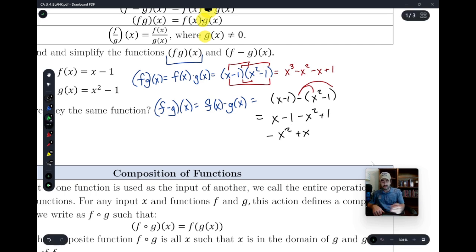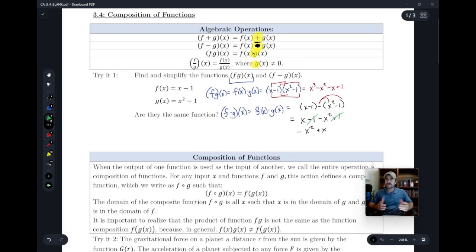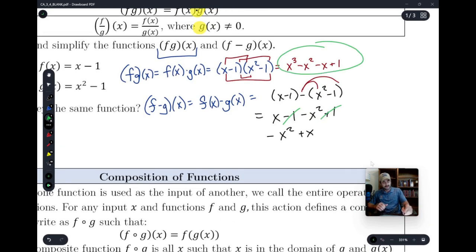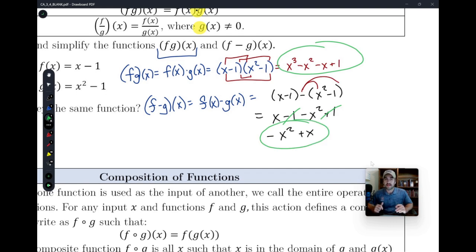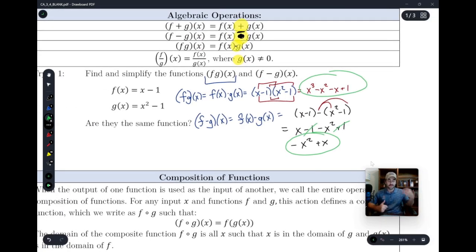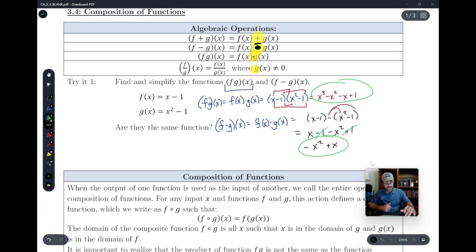Ooh, and the minus 1 and the plus 1 kind of do a nice little canceling. So I don't really understand why the book asked are they the same function, but we can clearly say no, they're not the same function. These two are very different functions. And that's that. So what we've done is we've multiplied, we've subtracted. You could use the same processes to divide and to add, and you should go look at those exercises in the text and try to practice a few on your own before starting the homework.